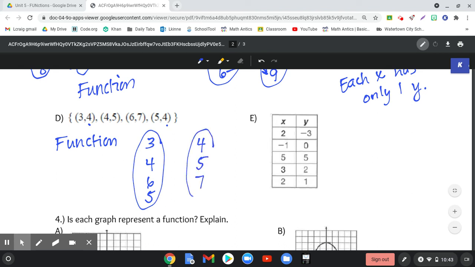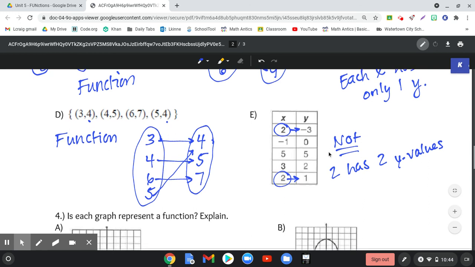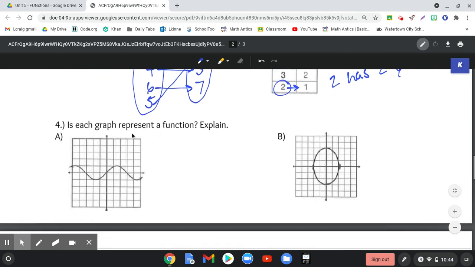I'm not going to repeat it. I'm just going to use more than one arrow. 3 goes to 4, 4 goes to 5, 6 goes to 7, 5 goes to 4. That's okay. That's fine. All right, but on this last one here, 2 goes to -3, but then 2 goes to 1. Not a function. All right, 2 has 2 y values. Can't have it. Sorry.